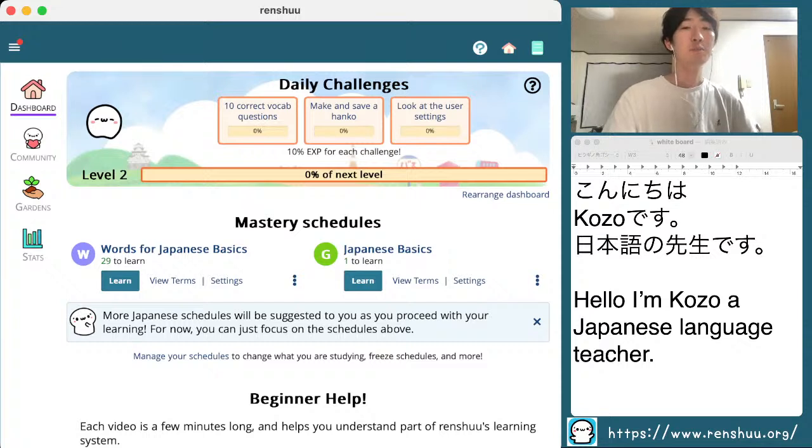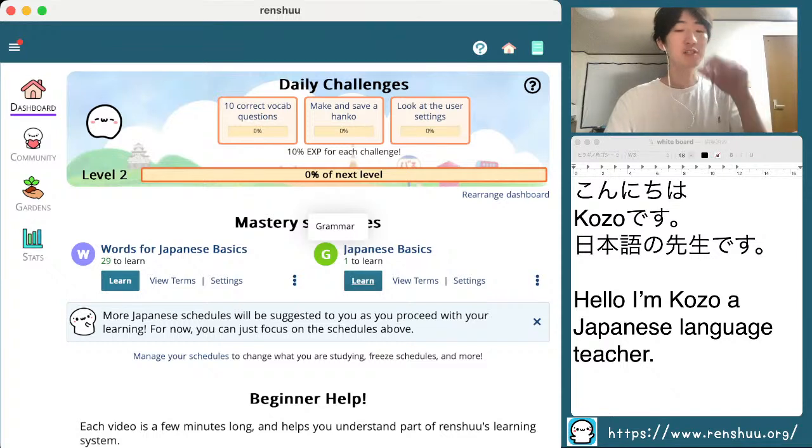And also I'm gonna play this game from the beginning, like for beginners. This one, like Japanese basics. But if you have any questions about Japanese, please feel free to ask me. Whatever. Okay.